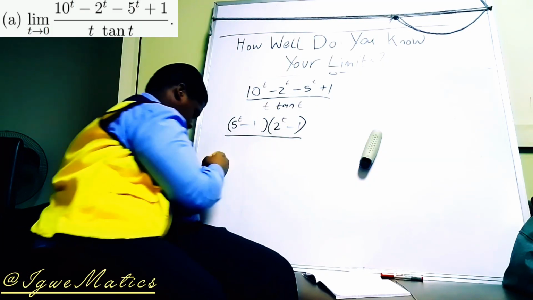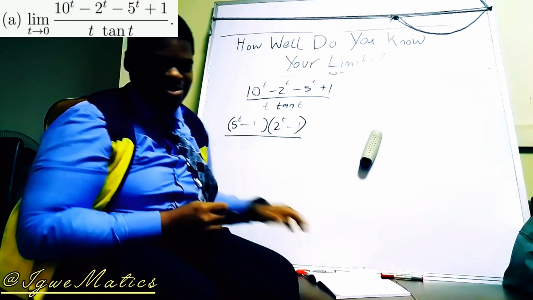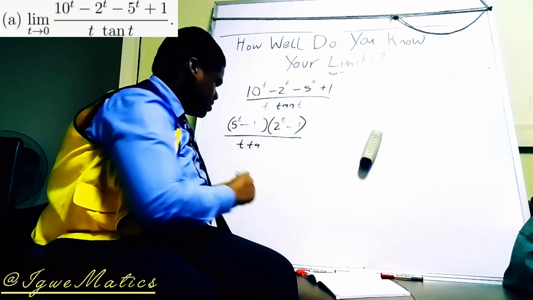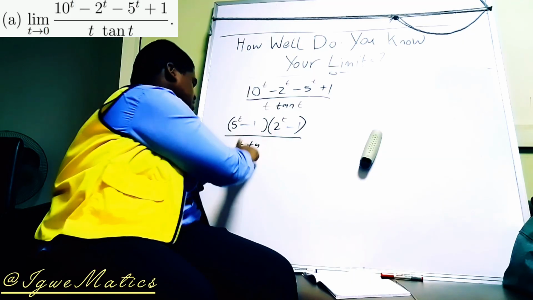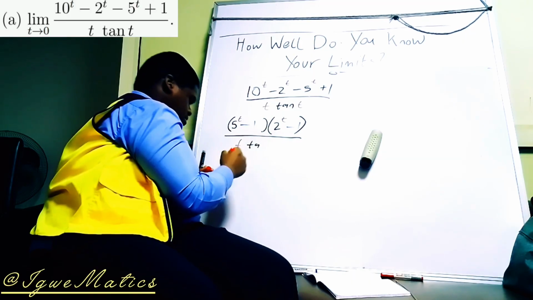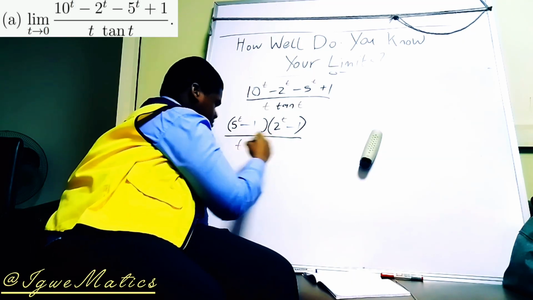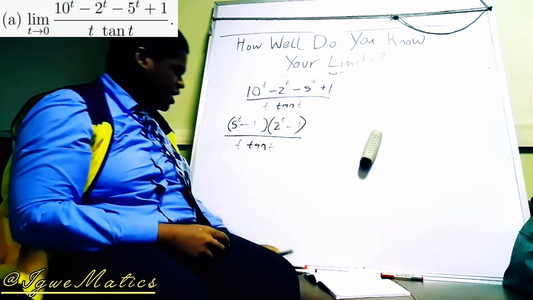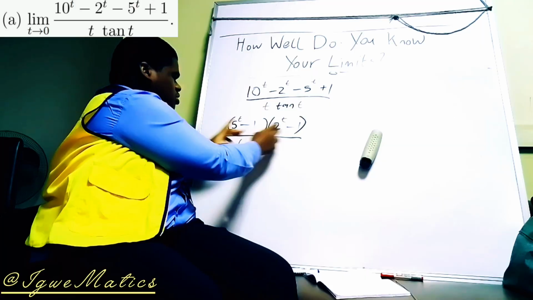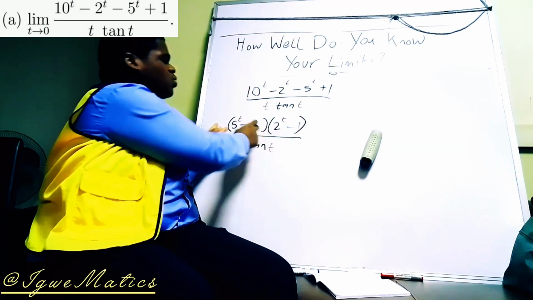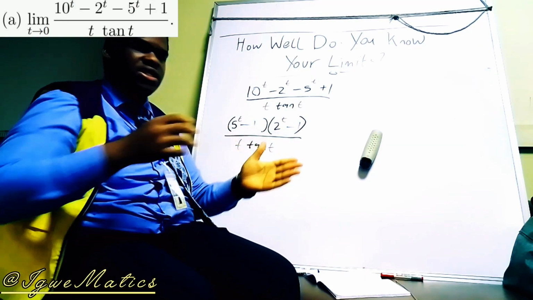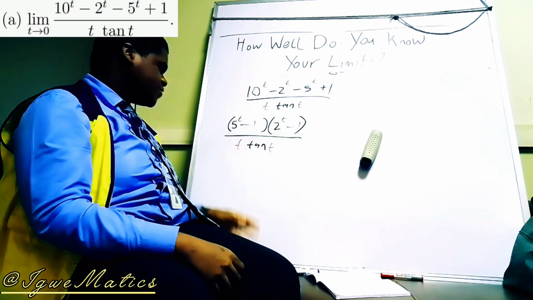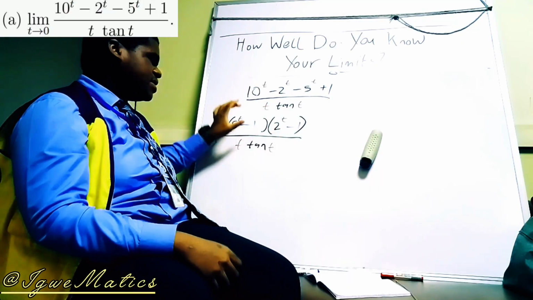It's divided by t. Let me read one last time so that this t will not confuse you with tan. Divided by t tan t. Good. Now the next thing I want to do is I'm seeing this here multiplied by something here. This looks to me like the limit that leads to natural log of 5, and here looks like the limit that leads to natural log of 2. So what I want to do here is to complete this limit.